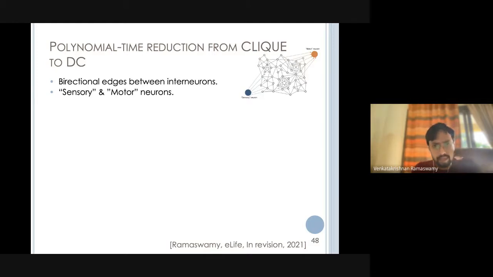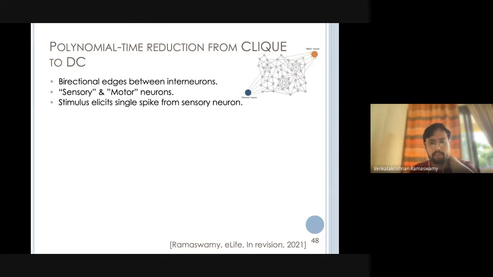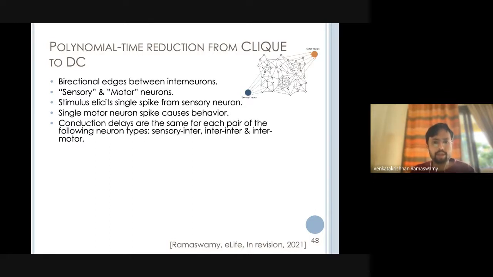So you have bidirectional edges between interneurons. You have a sensory and a motor neuron. The stimulus elicits a single spike from the sensory neuron, as I just said, and a single motor neuron spike causes behavior. So the conduction delays are the same for each pair of the following neuron types. So the sensory to inter have the exact same conduction delay. The inter to inter also has the same conduction delay, and the inter to motor has the same conduction delay.